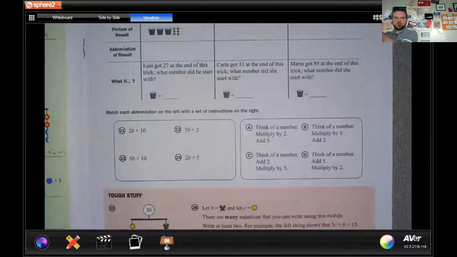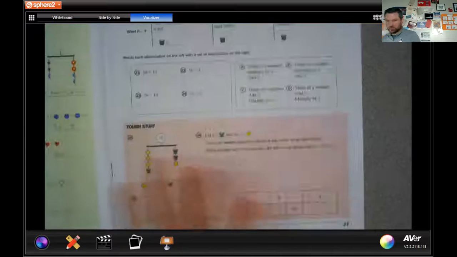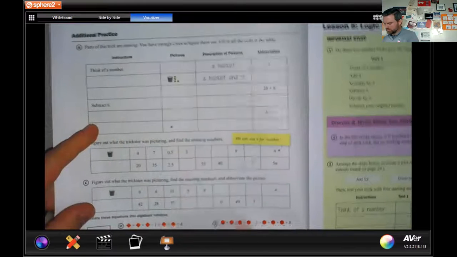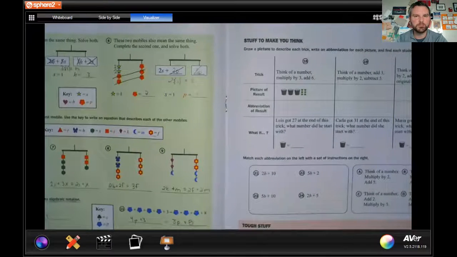Okay, so that is the need to know stuff. We've got all this important stuff in the green filled out. So what I'd like you to do is, your assignment is, see if you can work through the stuff to make you think, and maybe the tough stuff. Be working ahead on those. And remember, you will have to do the additional practice here. So you could also work through some of these if you would like. Okay, so you got page 17 and page 18 that you can start working through now. All right, we will see you in the next lesson.